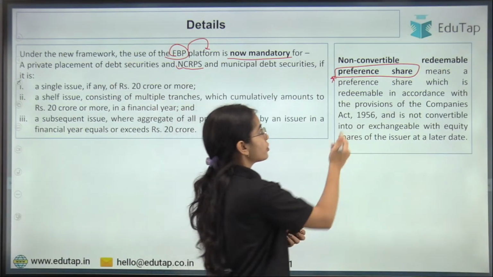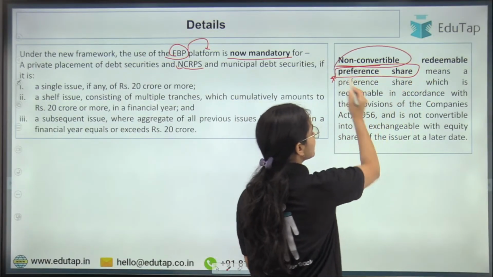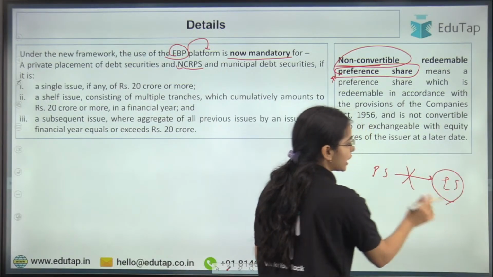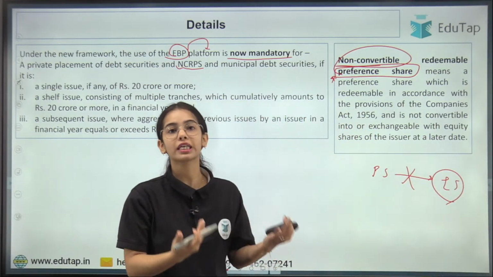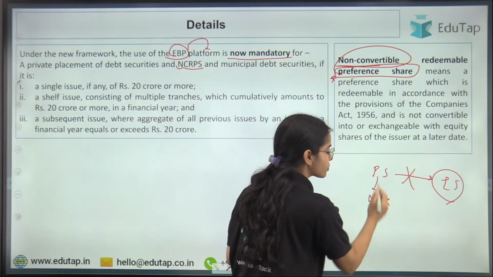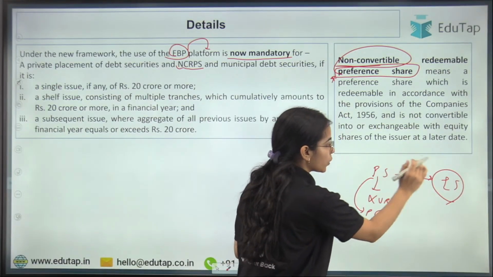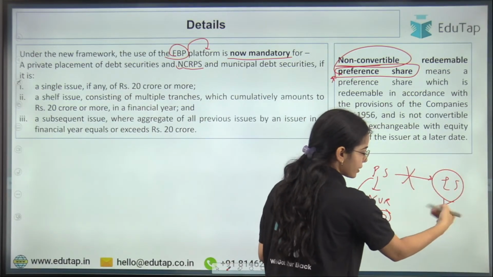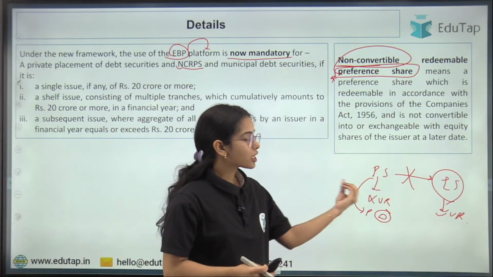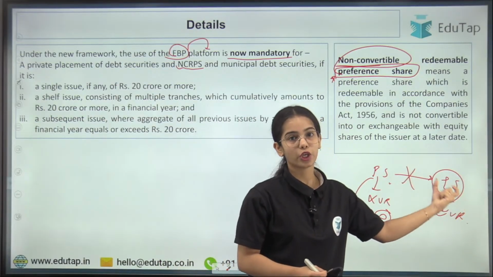Okay, so now non-convertible redeemable preference shares. Non-convertible, first of all, means that the preference shares cannot be converted into the equity shares, into the normal shares where the voting right is provided. So in the preference shares, normally they do not have the voting rights, but they have the priority in getting the dividends. While in the equity share, they get the voting rights.